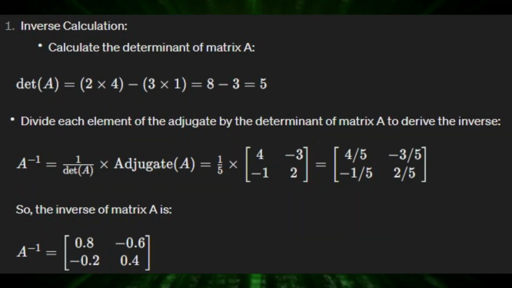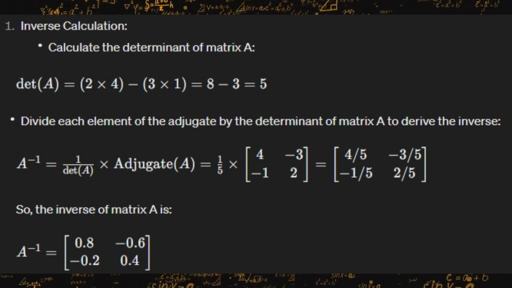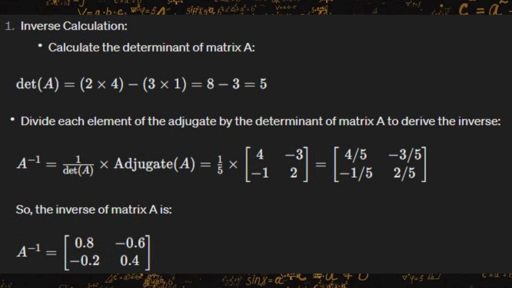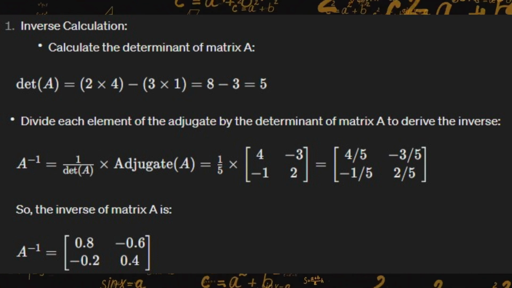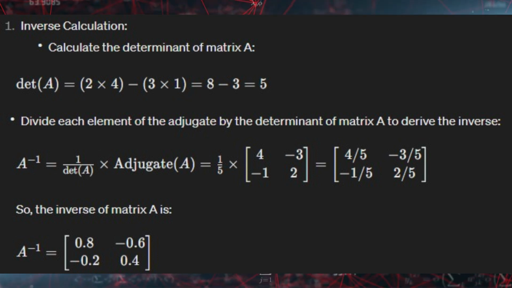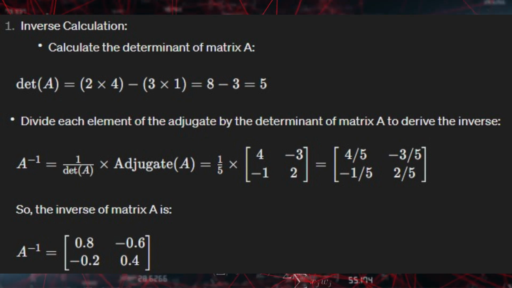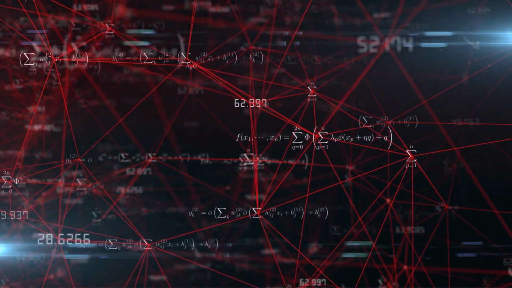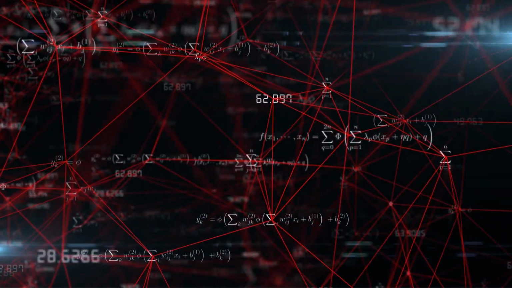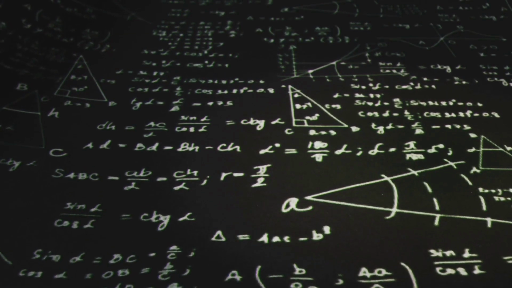Finally, step 4, divide each element of the adjugate by the determinant of the original matrix. This gives us the inverse. That's the basic process, but let's walk through an example to make things crystal clear. Imagine a 2x2 matrix with elements 1, 2, 3, and 4. For step 1, our matrix of minors is simply 4, 3, 2, 1.